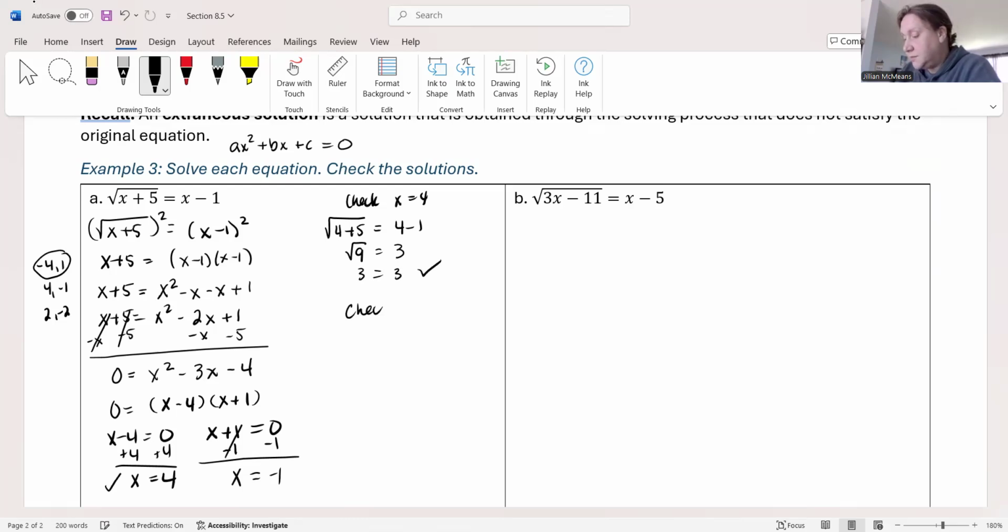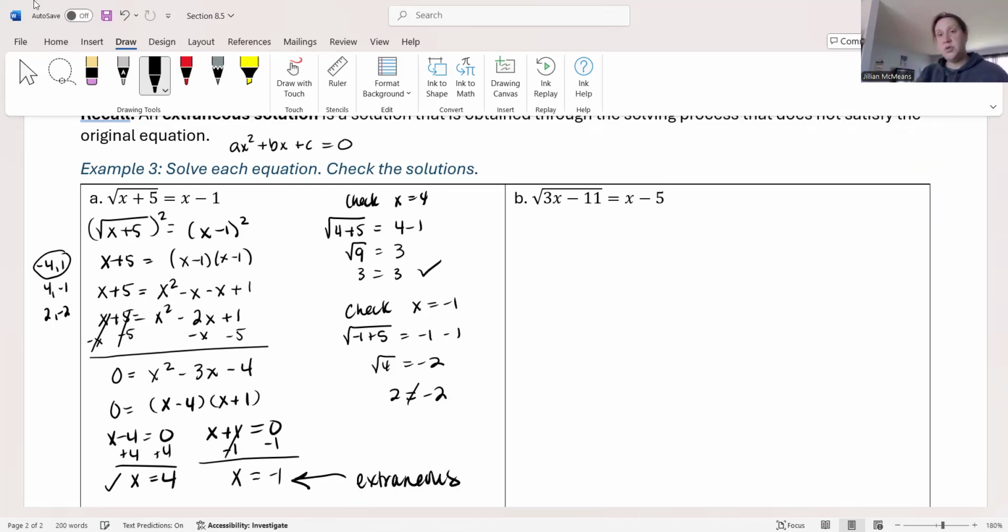Now let's check x equals negative 1. Anywhere you see an x, you plug in a negative 1. Here you can see that something's going to fall apart, because we're going to have a principal square root equaling a negative. So we get the square root of 4 equals negative 2. But remember, the principal square root has to be non-negative, so this can't happen. The principal square root of 4 does not equal negative 2. So this one right here is extraneous.